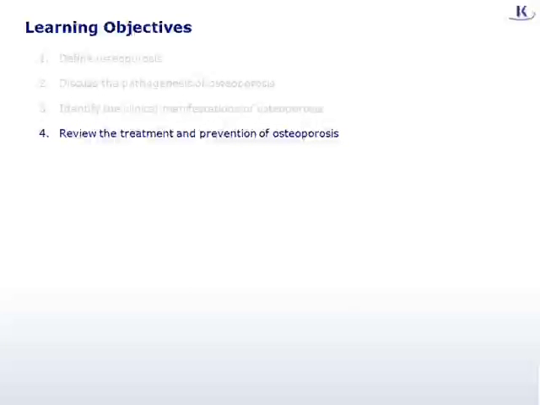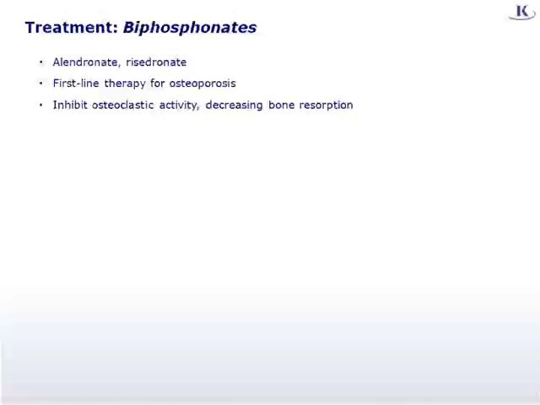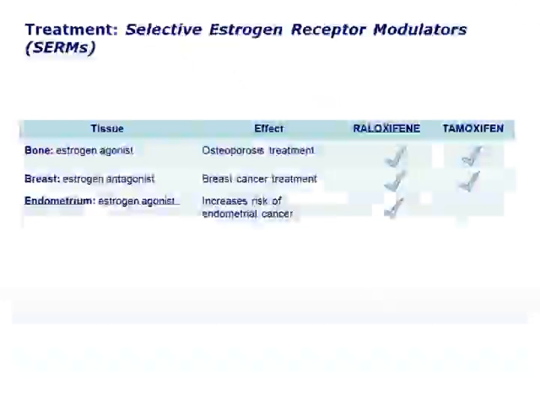Let's review the treatment and prevention of osteoporosis as our fourth learning objective. Medications used in the treatment of osteoporosis include bisphosphonates, such as alendronate and risedronate. Bisphosphonates are the first-line therapy for osteoporosis. They act by inhibiting osteoclastic activity, thereby decreasing bone resorption.